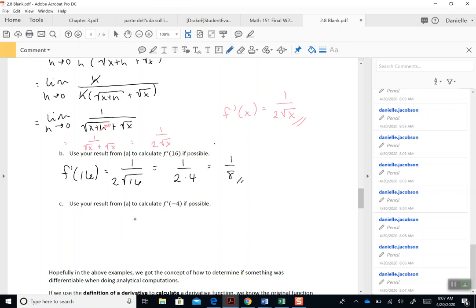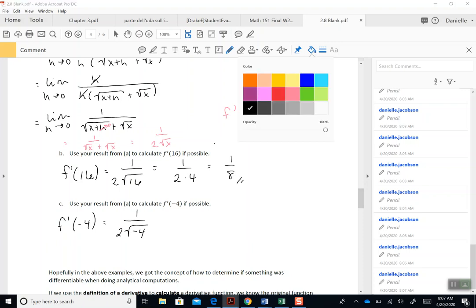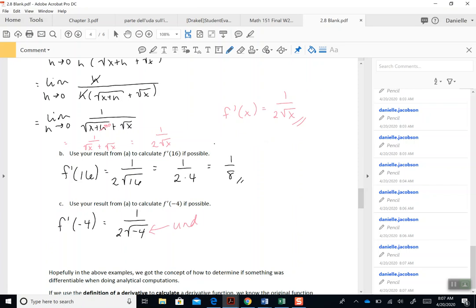All right. C says, use your result from A to calculate f prime of negative 4 if possible. All right, let's do it. So f prime of negative 4 equals 1 over 2 times root negative 4. Okay, this is a problem, right? It's not defined here. Undefined, you cannot have that square root under a negative, at least not in a regular Cartesian plane. You could in an imaginary coordinate system, but we're not working with those right now. So it's undefined for our purposes, which means that it's not differentiable at x is negative 4. And really, if we're being more specific, we could say it's not differentiable for any x less than 0.